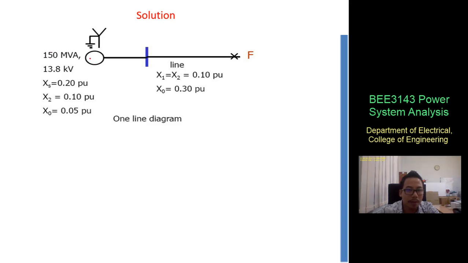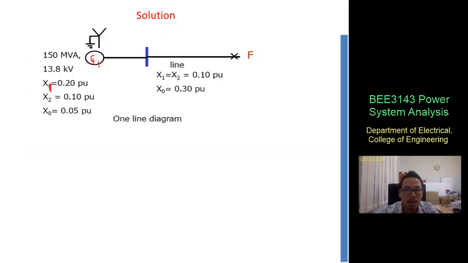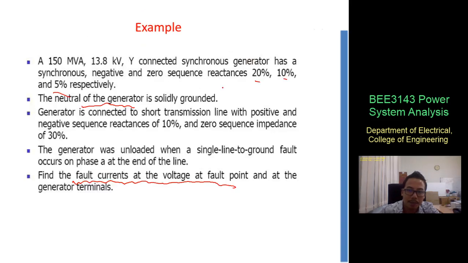So they have the generator, with three types of value. Sorry, this is X1, the positive sequence for generator 1. X1 is 0.2, negative sequence is 0.2, and zero sequence is 0.05, which is based on the question: 20%, 10%, and 5%.